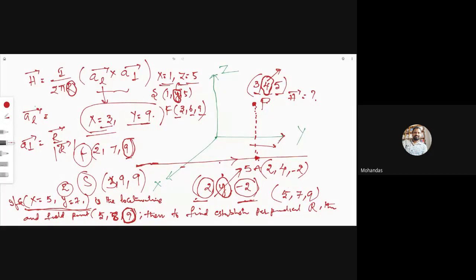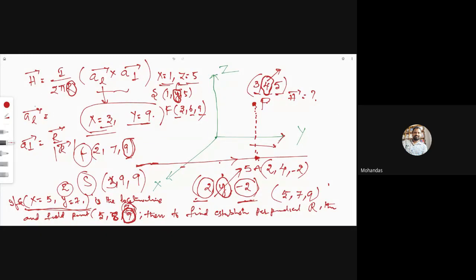First point is, the given line is parallel to which coordinate? Whatever the coordinate which is missing in the problem, the line is parallel to that particular axis. Second point is that, while establishing the perpendicular distance, whatever the missing coordinate is there, that missing coordinate is replaced by the field point's coordinate value.